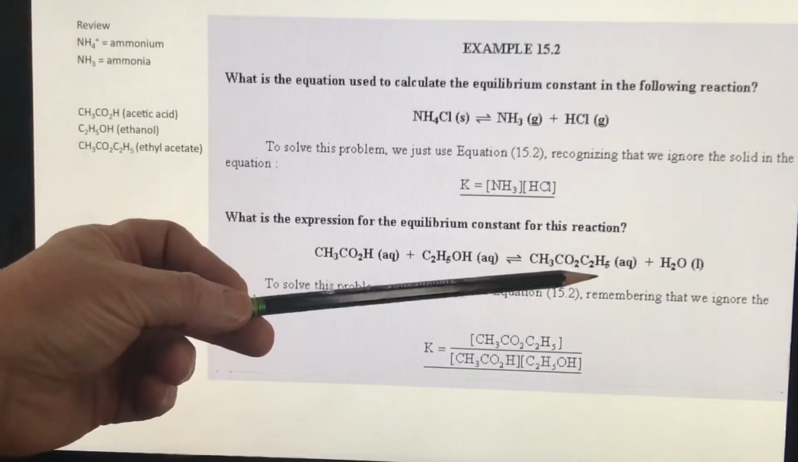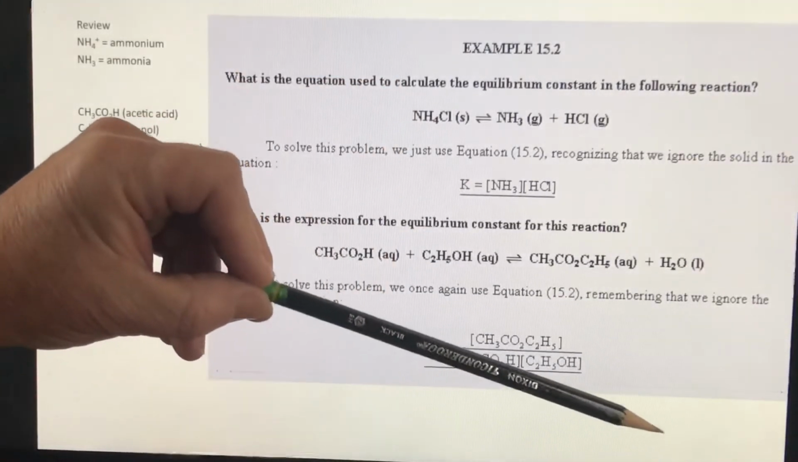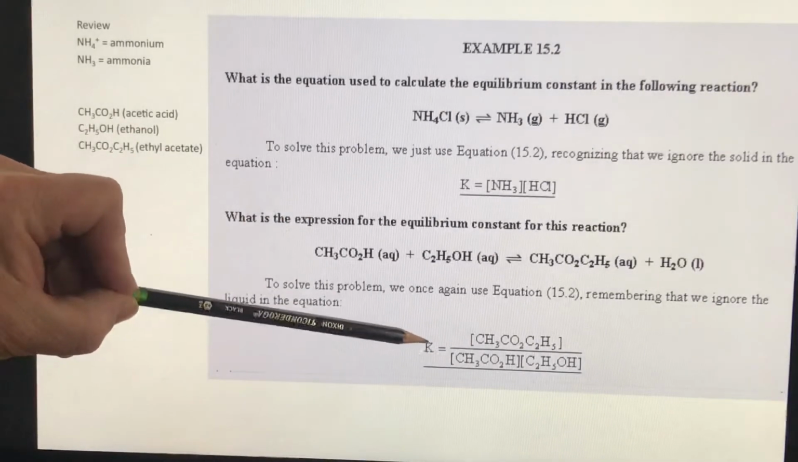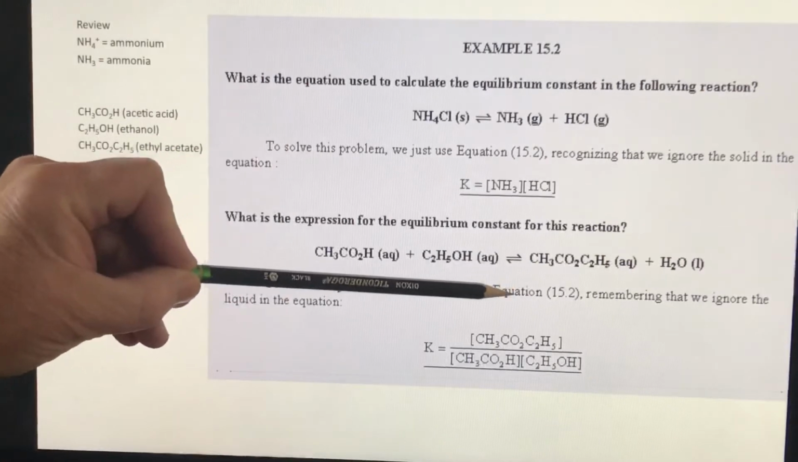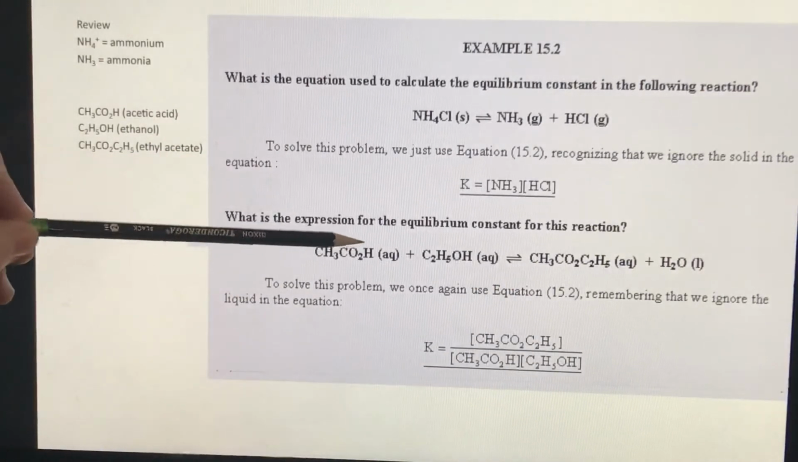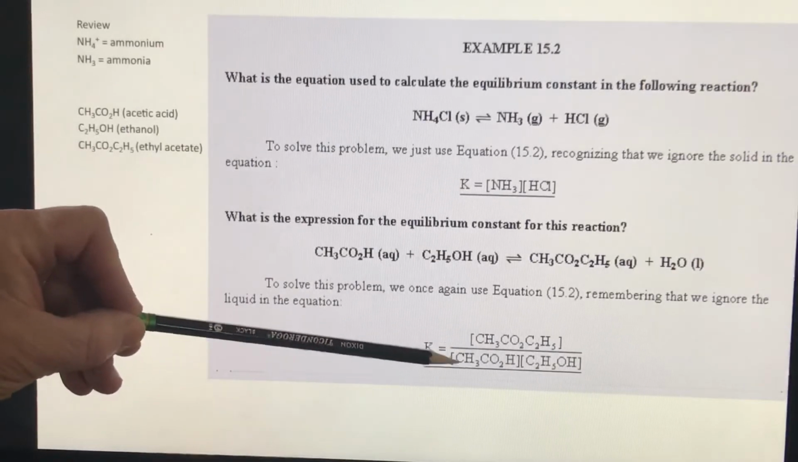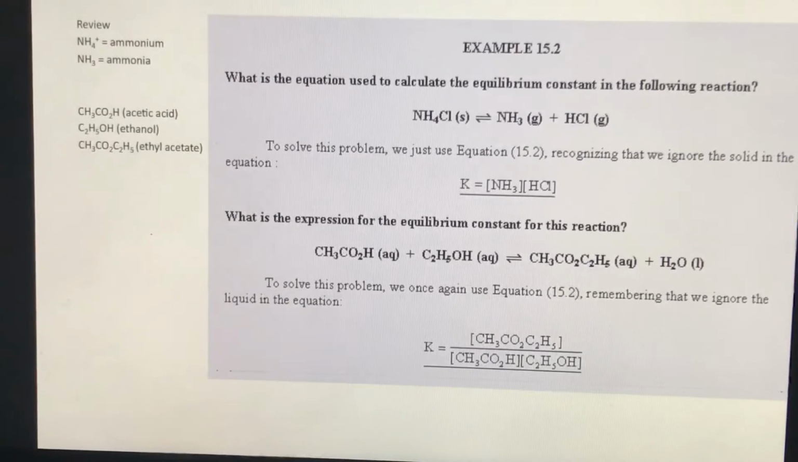So our take-home point here is that we're not including the liquid in our calculation of K. For the product, we're just using the ethyl acetate in the numerator. And then the concentrations of these two are included in the denominator.